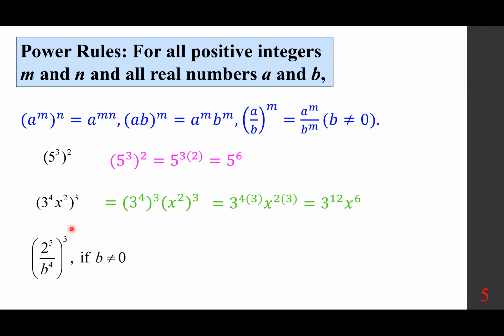Very straightforward. We're going to apply the 3 to each one, the numerator as well as the denominator, as a power. Therefore, this is 2 to the power of 5 times 3 or 15. This is b to the power of 4 times 3 or 12. Needless to say, the denominator can't be 0.